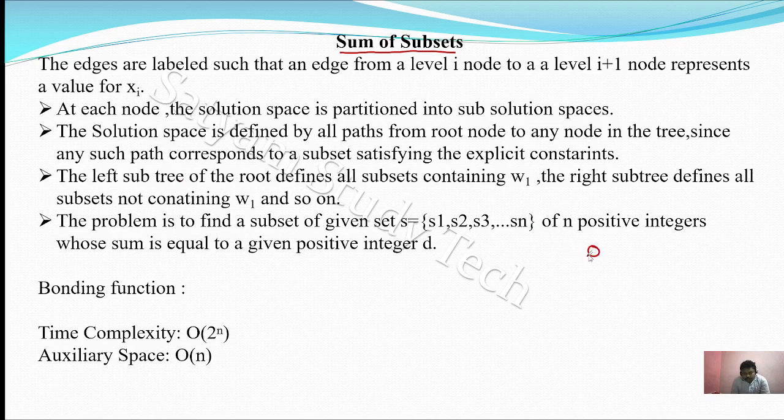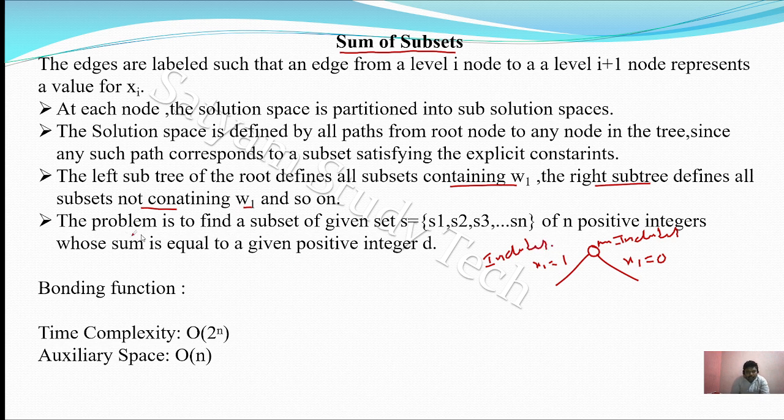Here, for example, you can expand. Here it is x1 equal to 1, and here it is x1 equal to 0. That means the left subtree of the root defines all subsets containing w1, and the right subtree defines all subsets not containing w1. So in the right side you cannot consider that particular weight, so it is not included there. In the left side it is included.